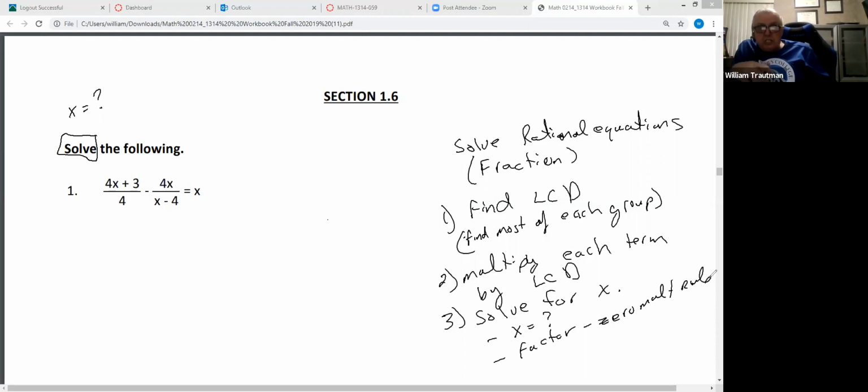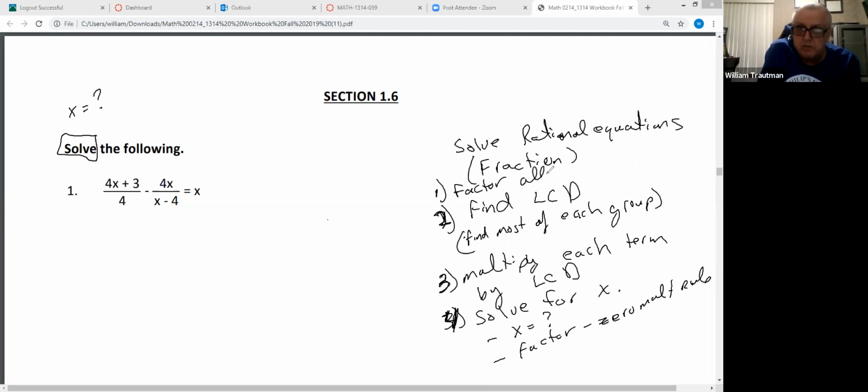If you notice, if we're going to solve this, there is a step. I guess, can I change this to step 2 and change this to step 3? I'm sorry, I'm messing up your papers. Change this to step 4, because there is a step 1. Factor anything if you can. Factor all if you can.